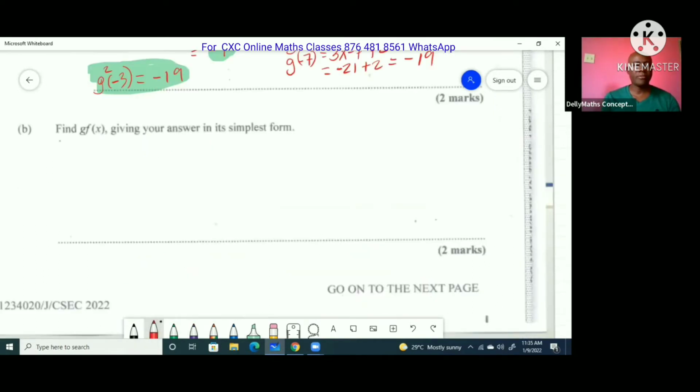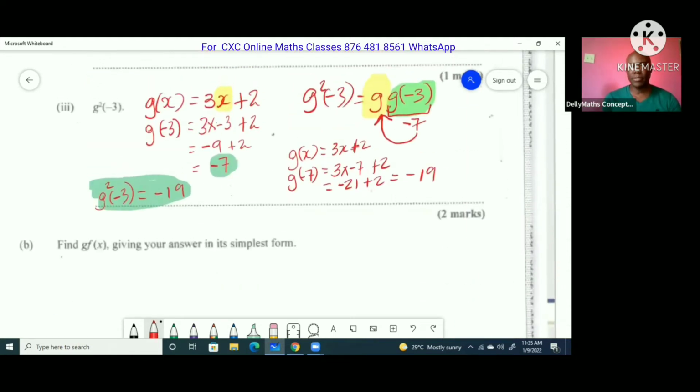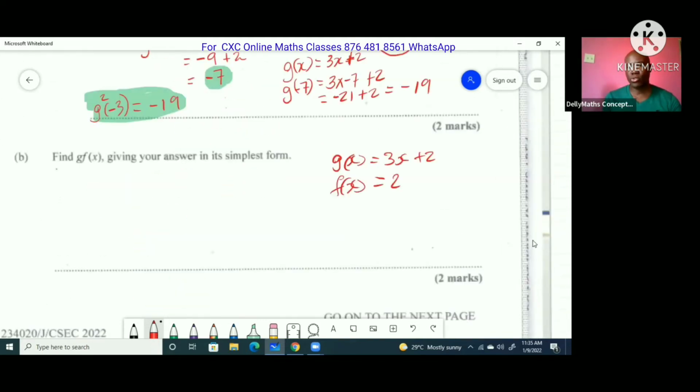All right, we want to find f of g of x, giving your answer in its simplest form. So let me go for the f function. We know what the g function is. Remember that the g function is equal to 3x plus 2. So let me go for the f function, 2x minus 1. Now, I am setting out to find f of g of x. It's a composite function, which means that I'm going to be working it backwards. So what I'm going to do is to have the g function, which is 3x plus 2.